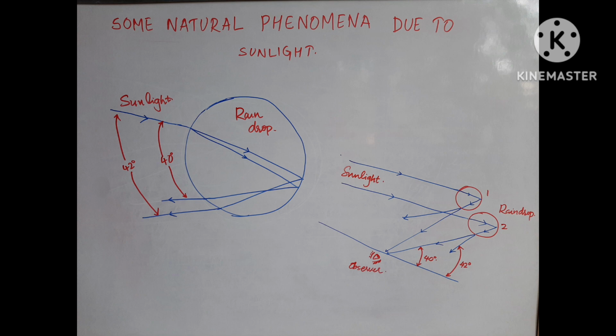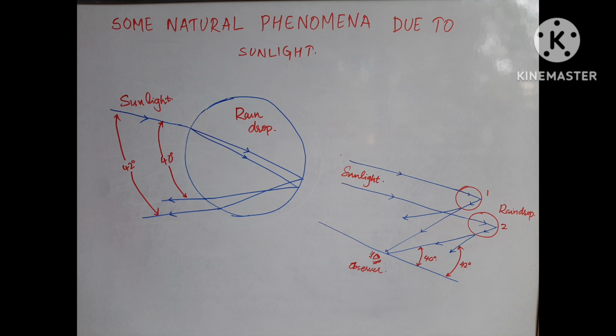We first discuss a rainbow as a natural phenomenon. It is a combined effect of dispersion, refraction, and total internal reflection of light by spherical water droplets of rain. There are two conditions: the first one, the sun should be shining in one part of the sky, and second, it is raining in the opposite part of the sky.